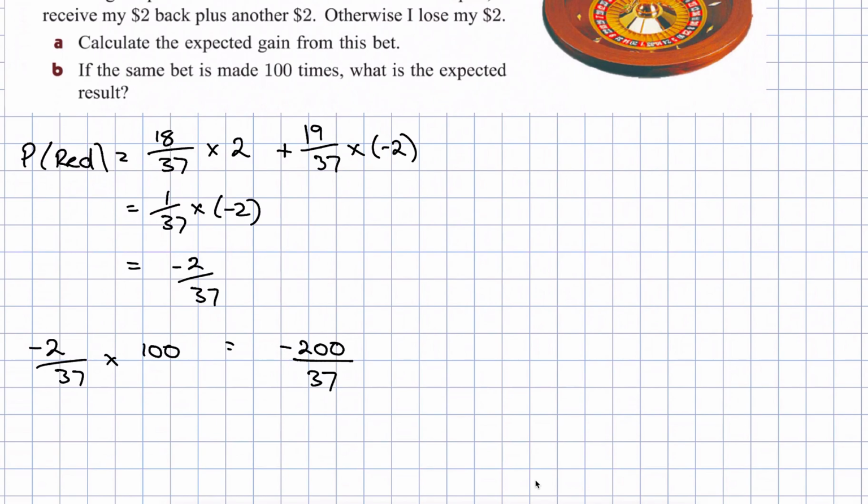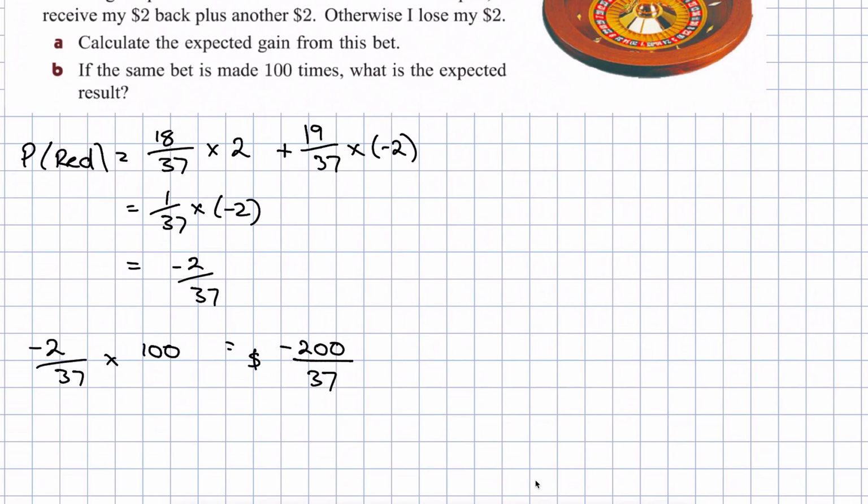Okay, so that would be in dollars. It would be a loss of, what's that, $5 something. $5.41. So about $5 that you would lose over 100 spins on average.